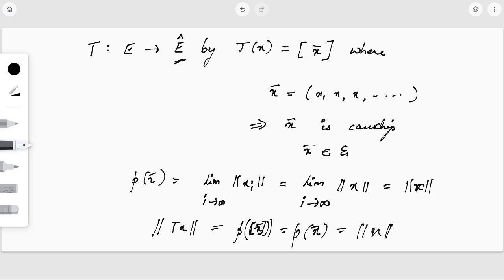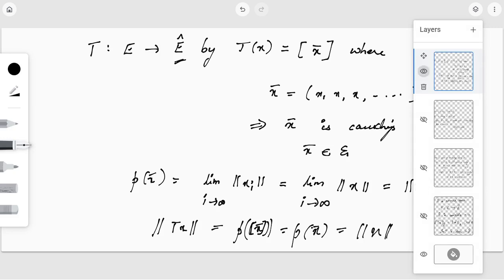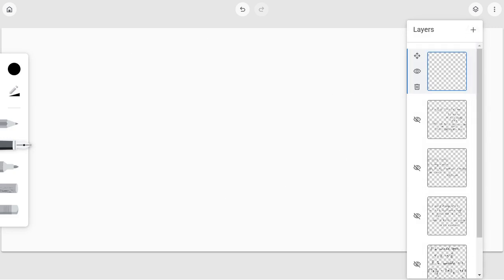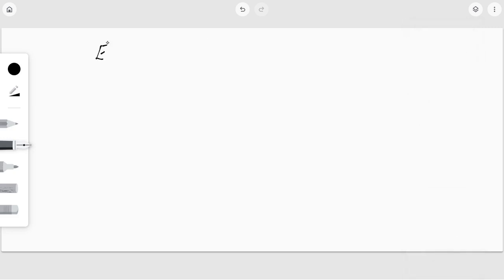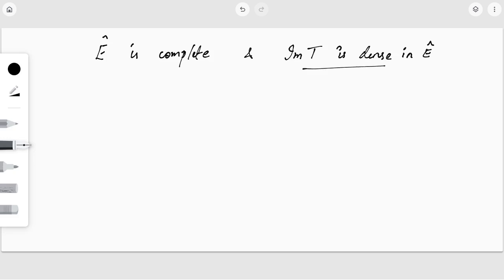Okay, so next what do we have to prove? We have to prove two things. One is that E cap is complete, the quotient space that we defined, and the other thing is that the image of T is dense in E cap. So first we are going to show that the image of T is dense in E cap.